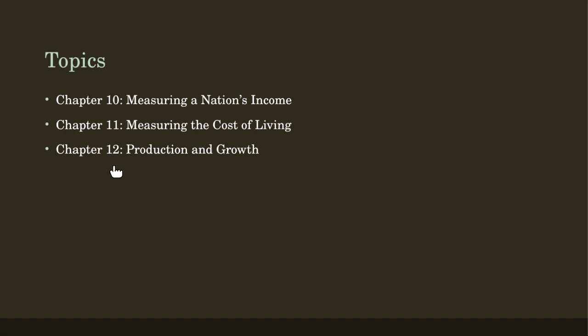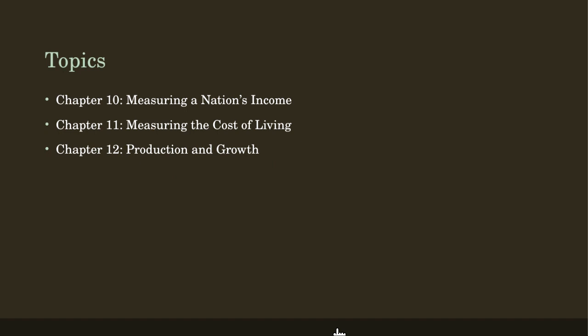In chapter 11, we're going to be measuring the cost of living. And by cost of living, what we mean is how much does it actually cost an individual to get by? Like how much money do they need to buy the things they need, what determines their quality of life. And in chapter 12, we're going to look at production and growth. And this is basically understanding why we want to know a nation's income, why we want to know their cost of living, and how can we improve those things. And that's chapter 12's production and growth.